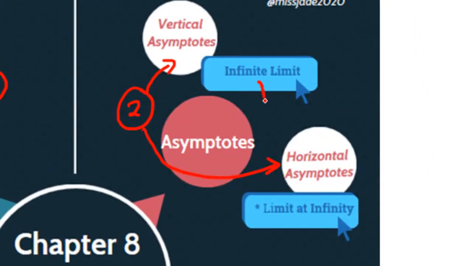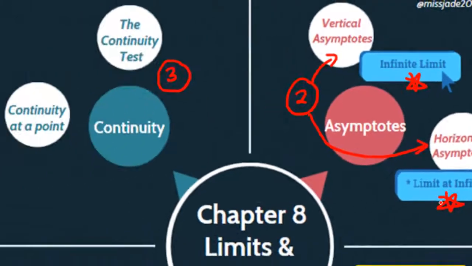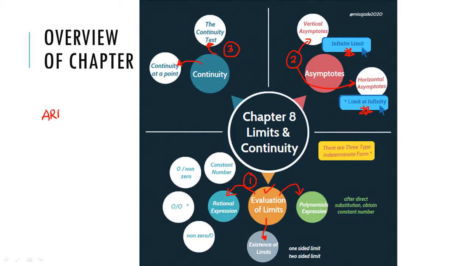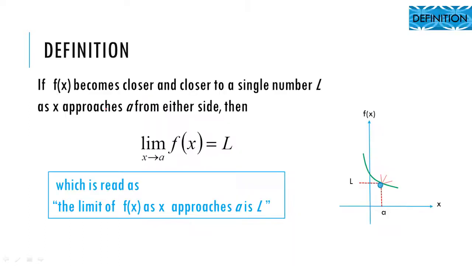So the second part will be vertical or horizontal asymptote, which is related to infinite limit and limit at infinity. The last one is the continuity test and also continuity at a point. So are you ready? If you are ready, let us start from the first one, definition of limits.